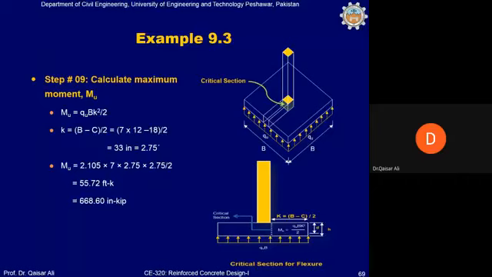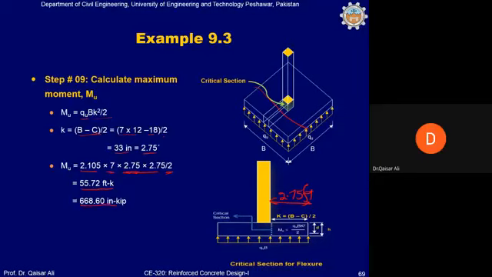And we will calculate now MU, which is QU B K square divided by 2, K is B minus C divided by 2. Total B is 7 feet, 7 into 12 minus C 18 inch divided by 2 is 33 inch, which is 2.75 feet. So this is 2.75 feet. And then the dimension along the other side will be equal to B, this is 7 feet. So 2.105 into 7 into 2.75 into 2.75, K square divided by 2. This gives us a bending moment of 55.72 foot kip.